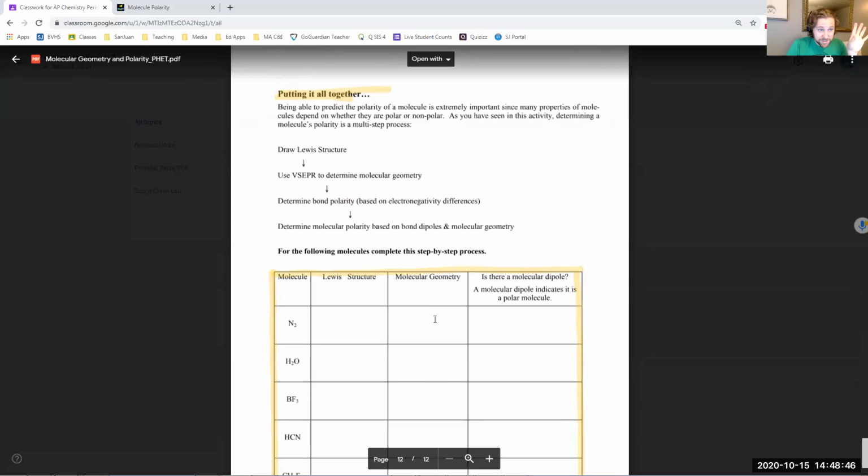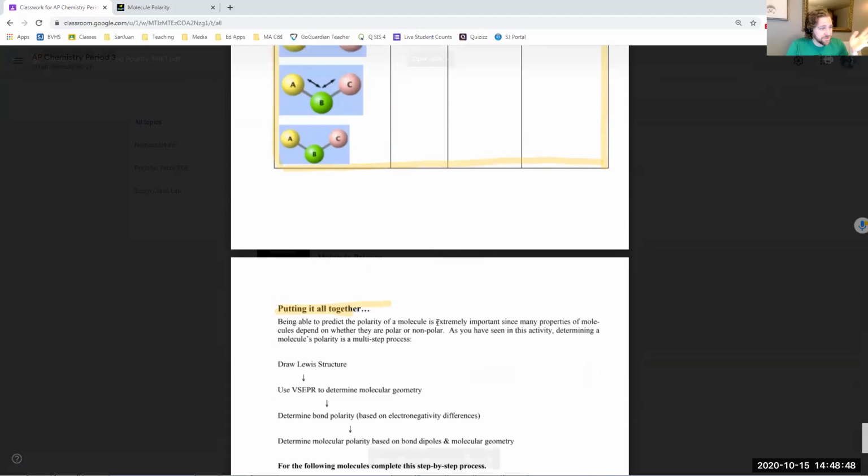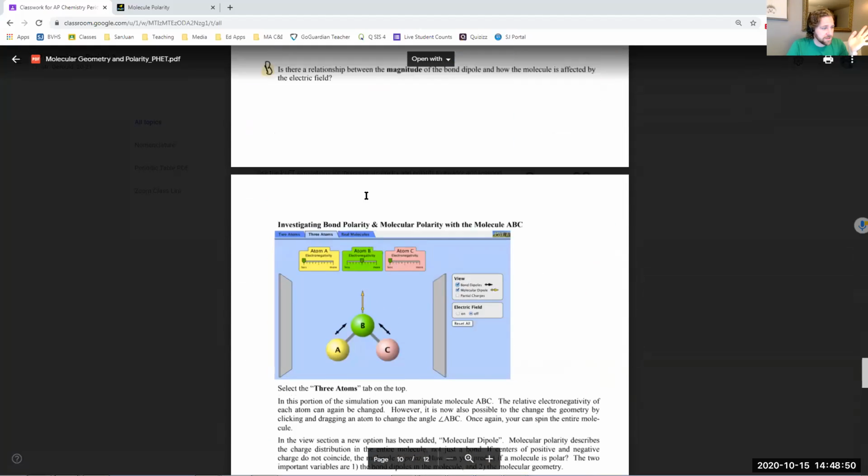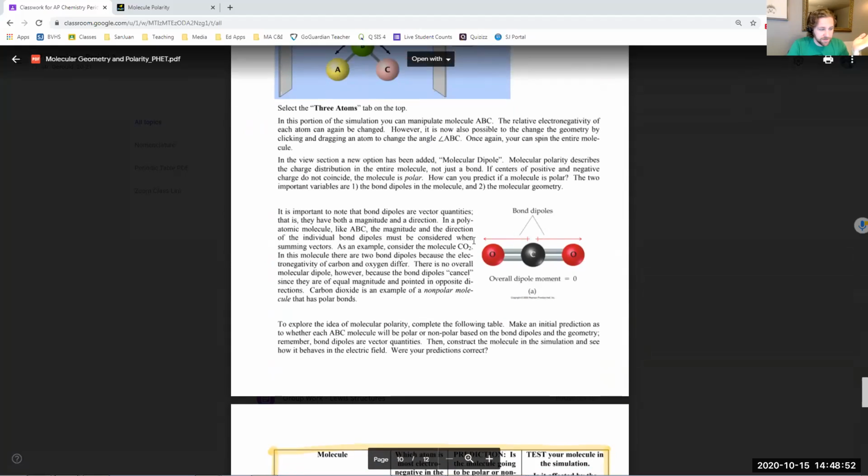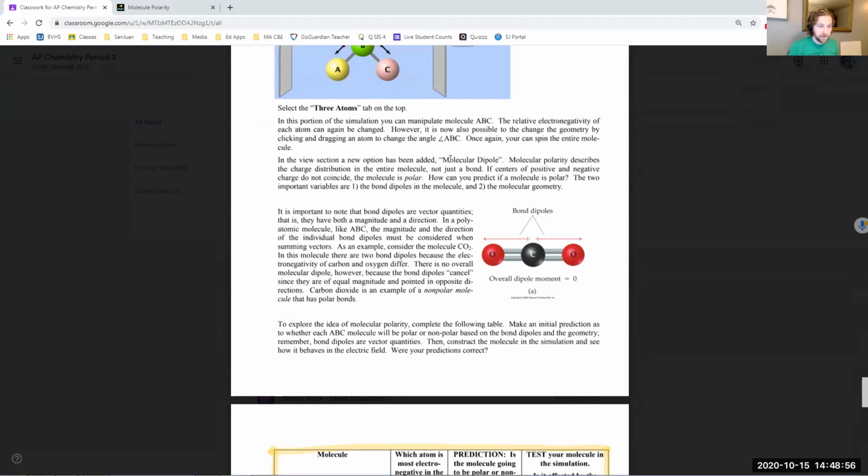It's 12 pages, but most of it is just reading and models. Like several of these, you're not even answering stuff, you're just reading it. So that's your assignment over the weekend. I set it up to be due on Monday, but by the end of the day.